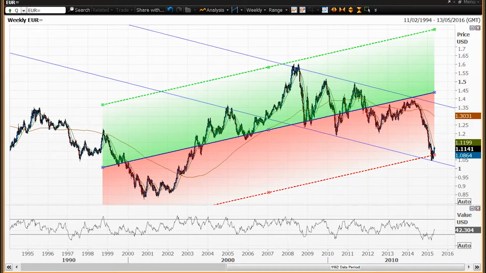Now, something that's also fairly important in this space, if I just bring a couple of charts across for you.